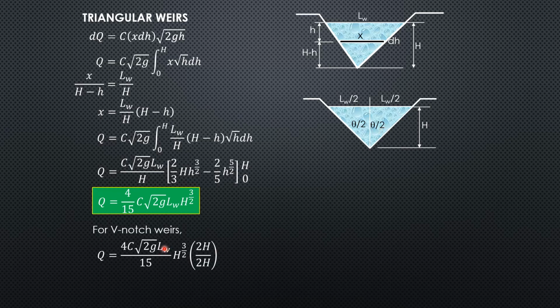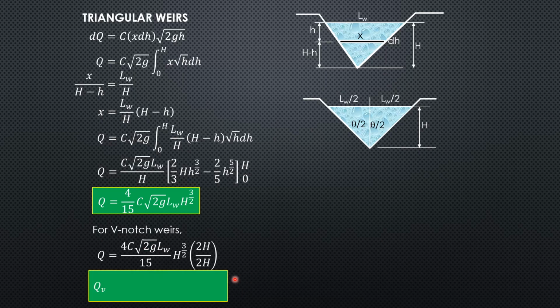So replacing LW over 2H by tangent theta over 2, the formula for V-notch weir becomes 4 times 2 is 8 over 15 c square root of 2g tangent of theta over 2 times big H to the 5/2. So this is the actual discharge formula for a V-notch weir, or a triangular weir that is an isosceles triangle.